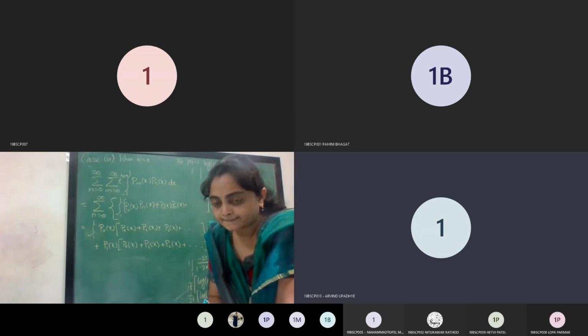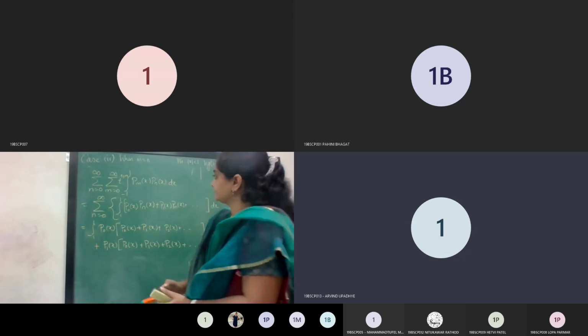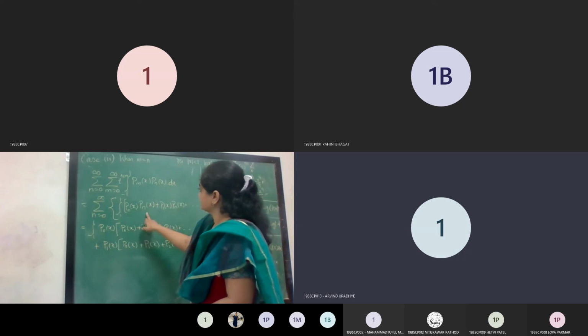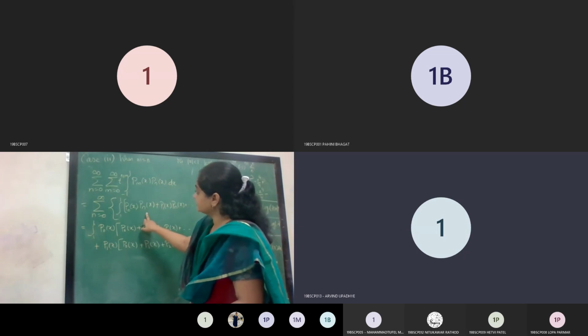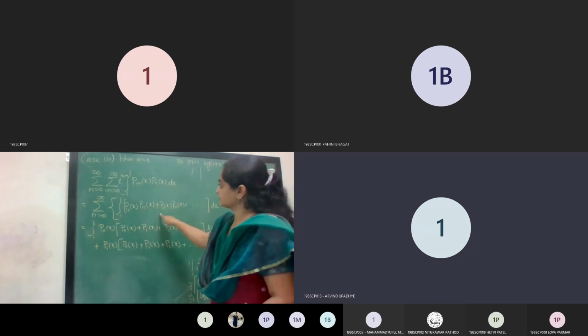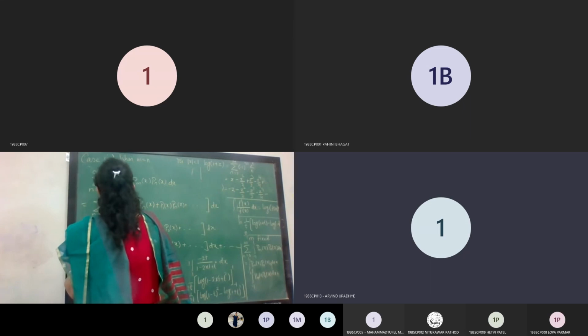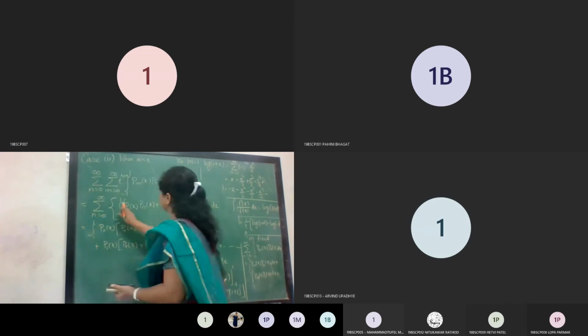Yes, ma'am. Just one clarification. In the second step, ma'am, where did the t go? T raised to n plus m. I mean, we have t raised to n plus m in the first expression. Are you talking about this? No, no. T raised to n plus m, the one outside the integral in the first expression. Sorry, I forgot to consider. It will be there only.